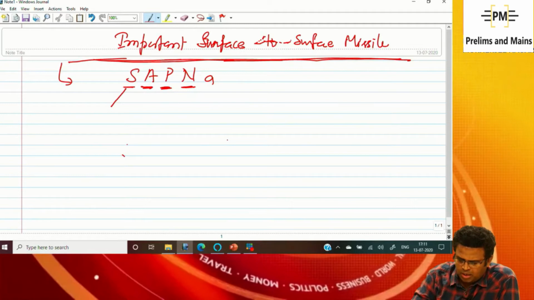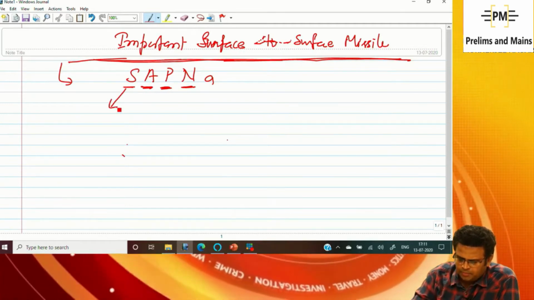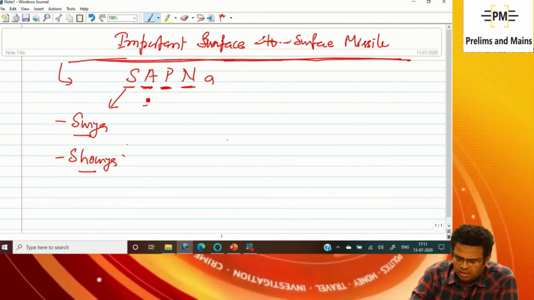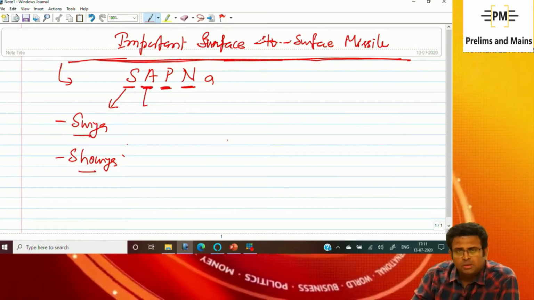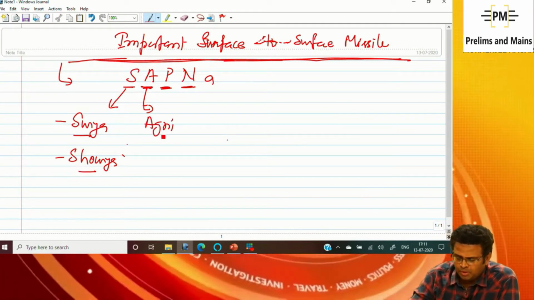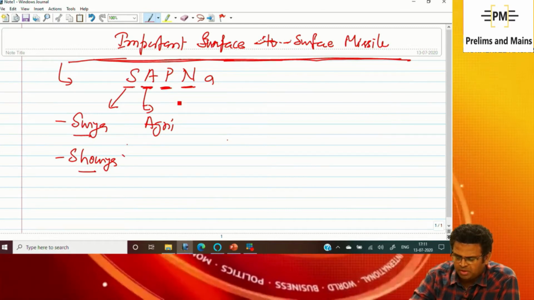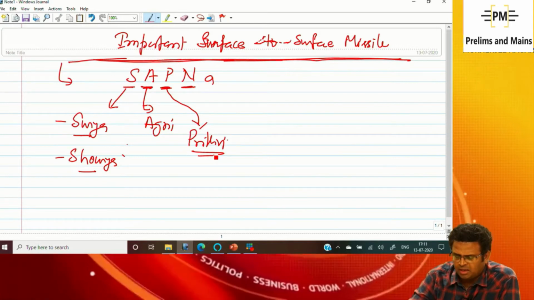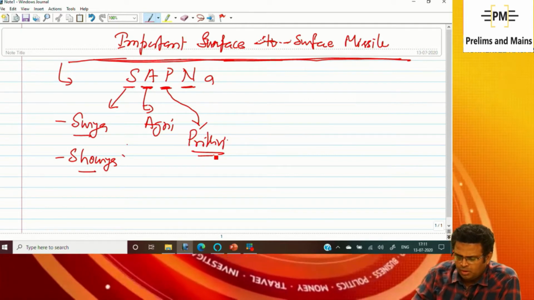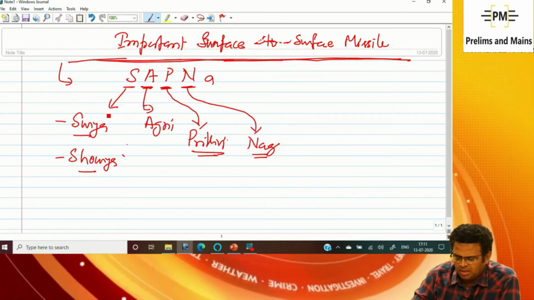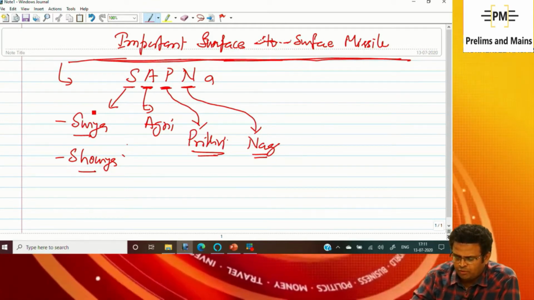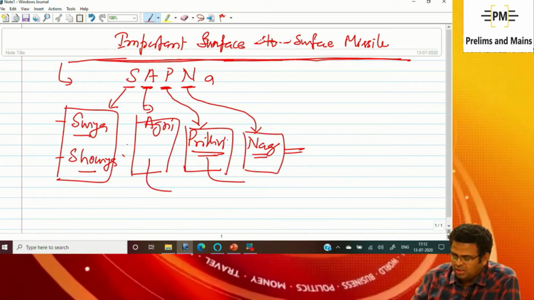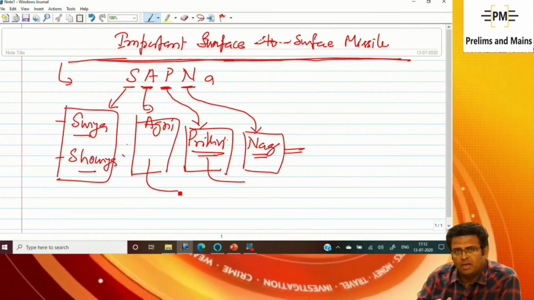For S, we have Surya and Shaurya, the two types of surface to surface missile. For A, there is Agni, and there are Agni series, Agni 1 and so on. For P, there is Prithvi, which also has a series. For N, there is Nag, an anti-tank missile. So with the help of SAPNA: A for Agni, P for Prithvi, N for Nag, and there are variations of Nag, Prithvi, and Agni also. It is clear. These are the surface to surface missiles, the most important ones.